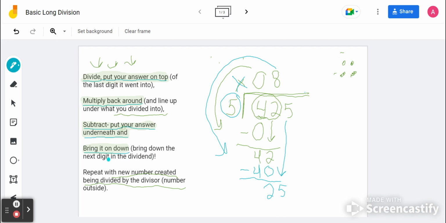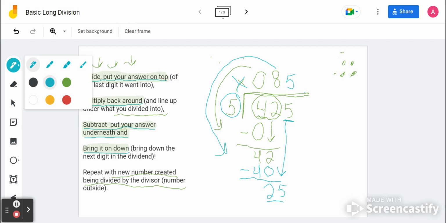Now, bring down the next digit in the dividend, which is what I just did. And then repeat with the new number created. So our new number is 25. We're going to divide that by 5. Divide, put your answer on top. So 25 divided by 5 is 5. The answer goes on top of this 5 because that's what it's being divided into.